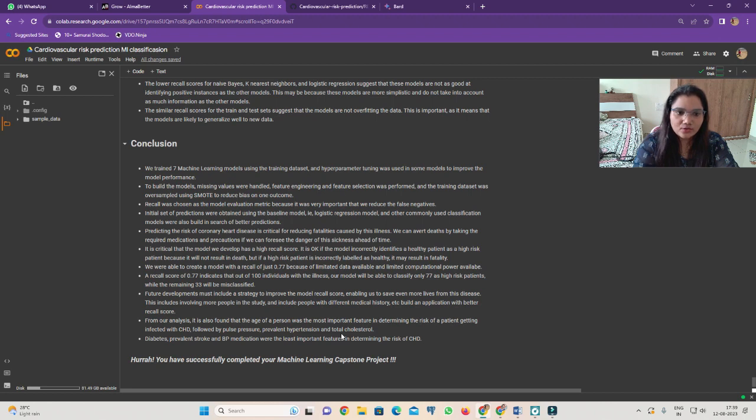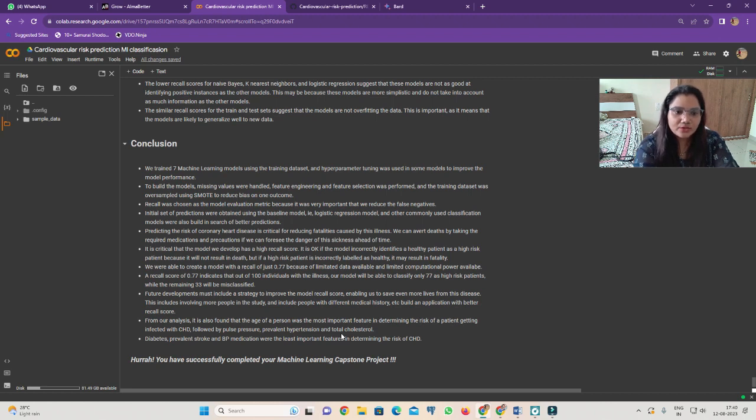Predicting the risk of coronary heart disease is critical for reducing fatalities caused by the illness. We can avoid deaths by taking the required medication and precautions. If we can foresee the danger ahead of time, it is critical that the model we develop has a high recall score. It is okay if the model incorrectly identifies a patient as a high risk patient because it does not result in death, but if a high risk patient is incorrectly labeled as healthy, it may result in fatality.